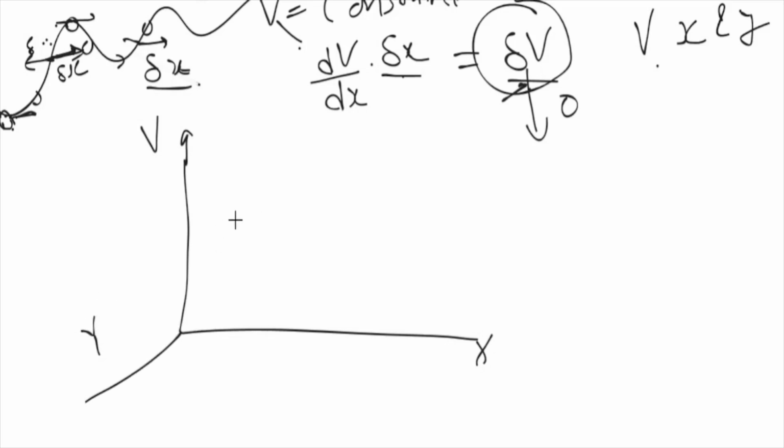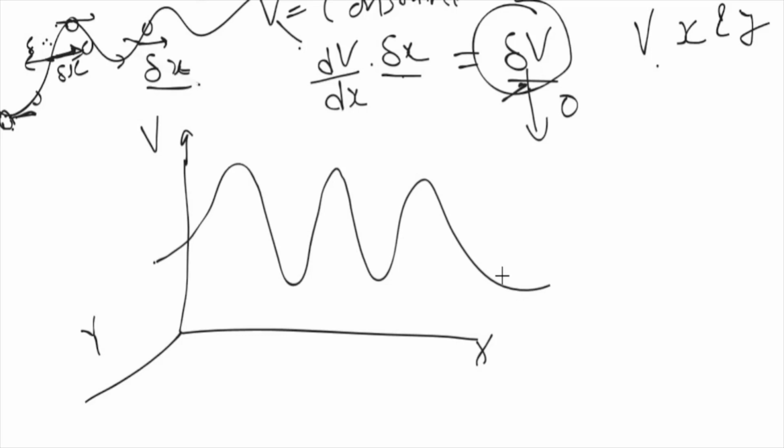Suppose the potential energy has a shape like this. It has some shape that's a function of position. It's like a hilly terrain that varies in both directions. It is varying in this direction and also in this direction. Now, where will the object be in equilibrium?